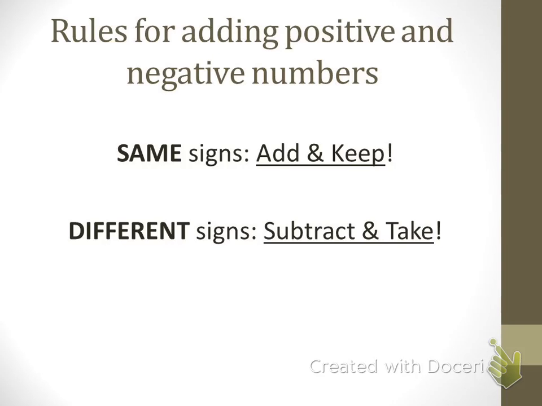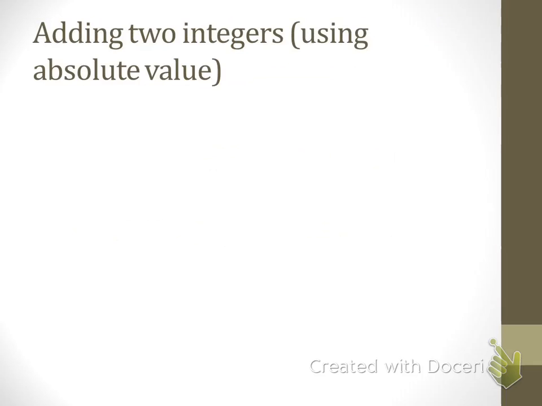Now when we add positive and negative numbers, and subtracting them is going to be the same rule as well. Same sign, add and keep. Different sign, subtract and take. If you didn't get those rules written down, you need to make sure that you have that. Same sign, add and keep. Different sign, subtract and take. So let's practice a few.